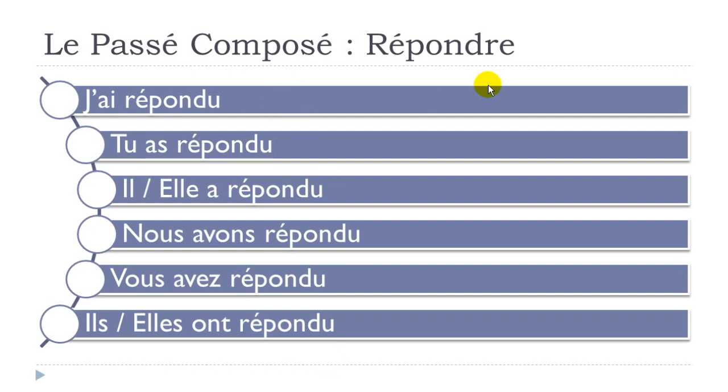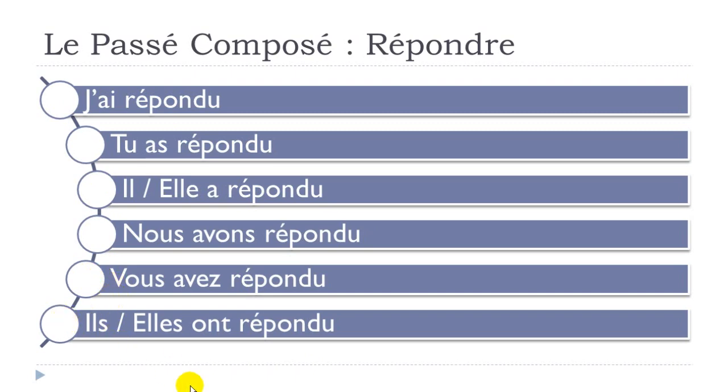Alright, so it's not that difficult. Keep in mind that répondre, the infinitive form, becomes répondu at the participe passé form, okay? So this form that you will have to add each time doesn't change. You don't put the feminine form or the plural form, you just keep it like that. Okay, so let's see them one more time. J'ai répondu, tu as répondu, il a répondu, elle a répondu, nous avons répondu, vous avez répondu, ils ont répondu, elles ont répondu.